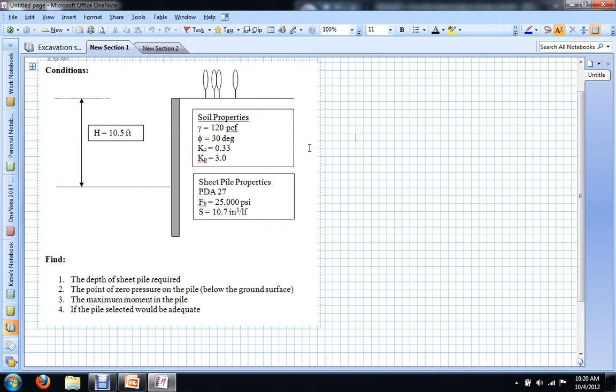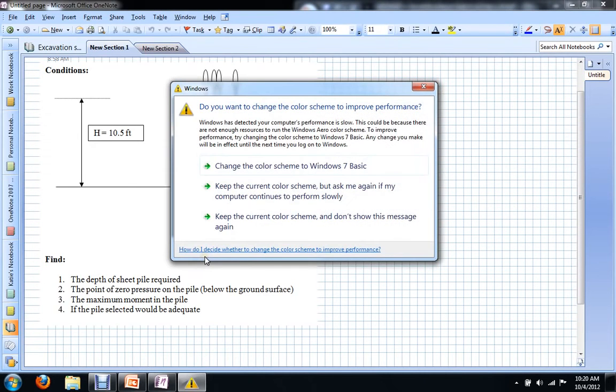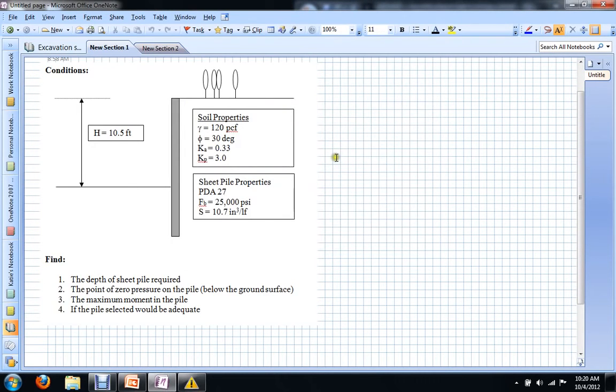We have a couple of assumptions that we have to state before we move forward. The first is that we have a consistent soil profile in the entire problem. That means that everything that we see here in this problem, all of these regions have the same soil with 120 pounds per cubic foot unit weight and a friction angle of 30 degrees. Another assumption is that we have a cohesionless soil that we're supporting.